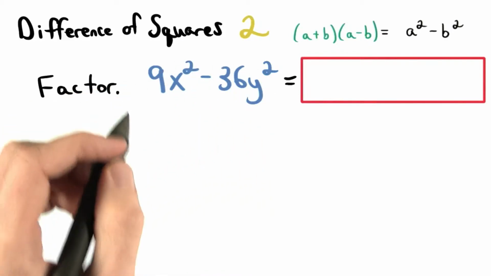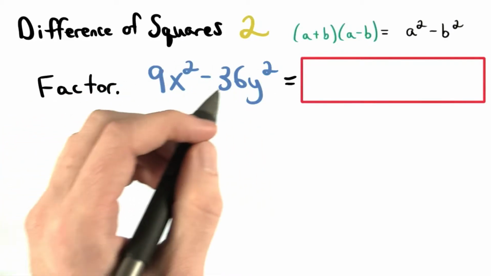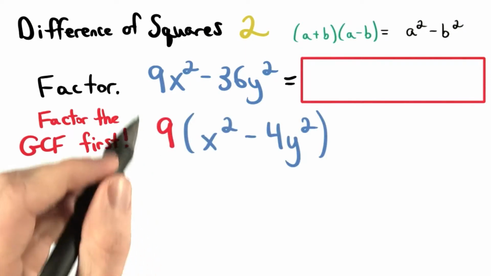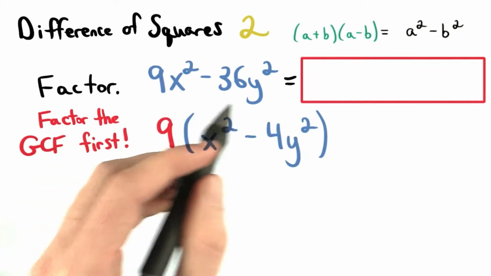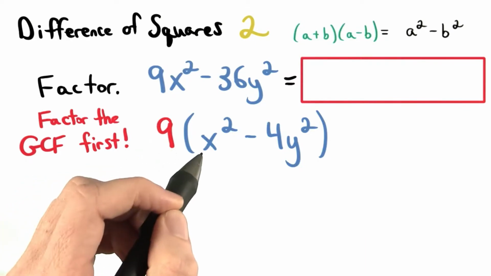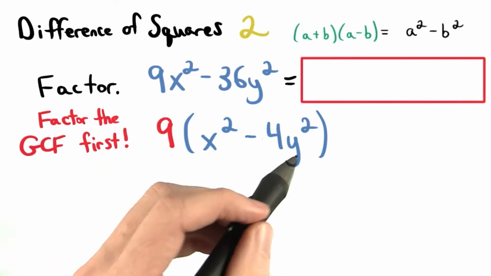This question was a bit tricky. Whenever we start factoring, we should remove the greatest common factor first. 9 is the greatest factor that goes into 9x squared and 36y squared. So I can factor that 9 out of my expression, and I'll be left with x squared minus 4y squared.